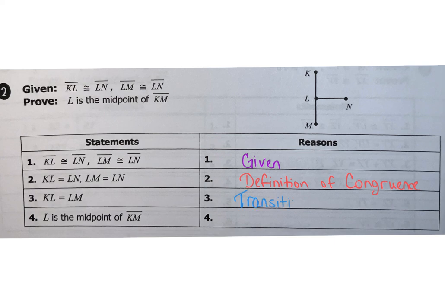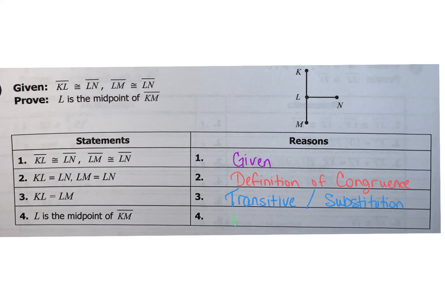You can't always just combine those. Sometimes you can't use substitution, or sometimes it has to be substitution. But in this case, I would take either substitution or transitive. All right, last one. We have that KL equals LM. How can they then tell me that L is the midpoint of it? Definition of midpoint. Once you have that those two pieces equal each other, you know by definition of midpoint.